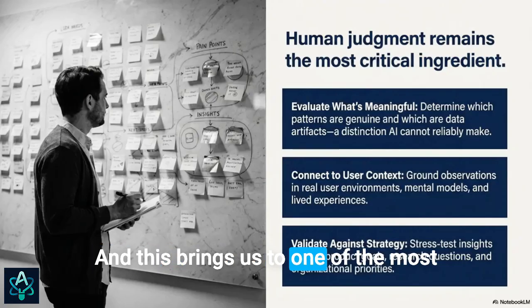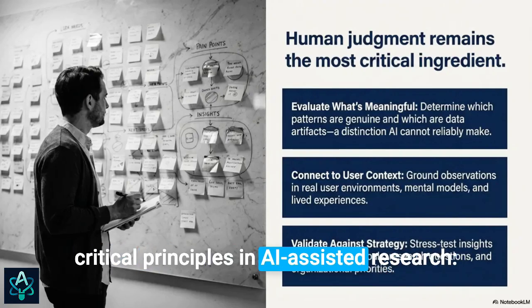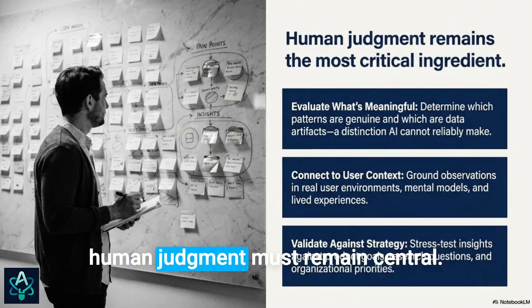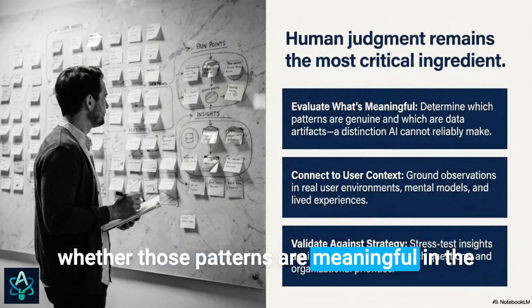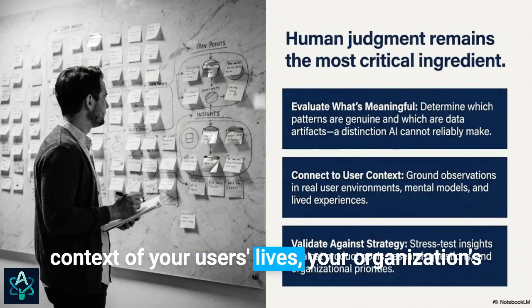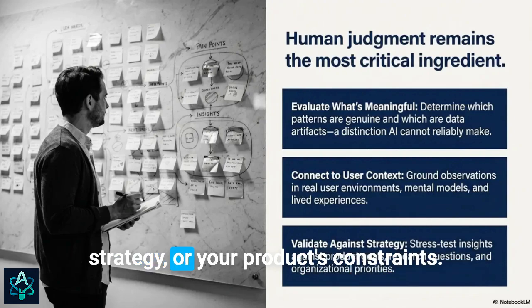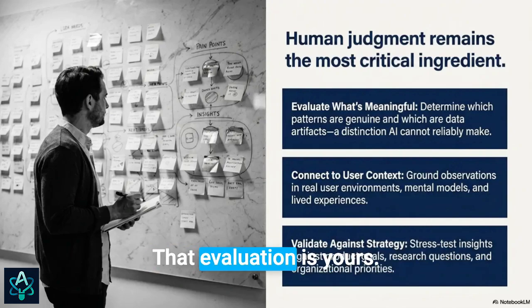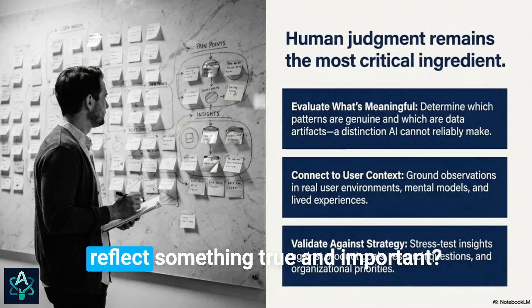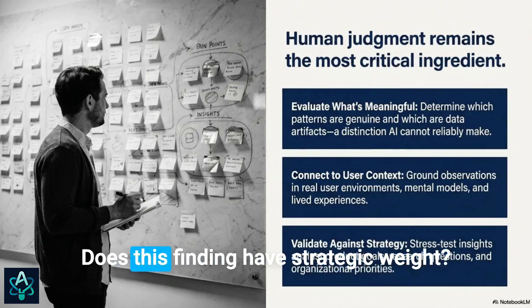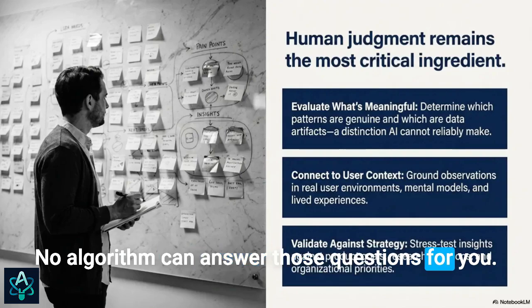And this brings us to one of the most critical principles in AI-assisted research. Human judgment must remain central. AI will surface patterns, but it cannot tell you whether those patterns are meaningful in the context of your users' lives, your organization's strategy, or your product's constraints. That evaluation is yours. The researcher must ask, does this insight reflect something true and important? Is this theme worth pursuing? Does this finding have strategic weight? No algorithm can answer those questions for you.